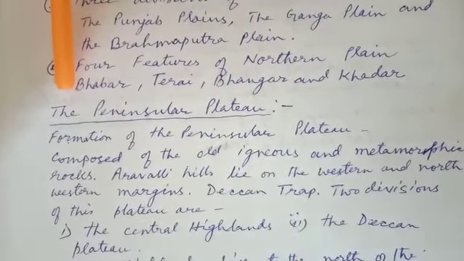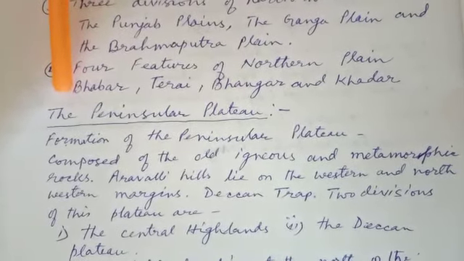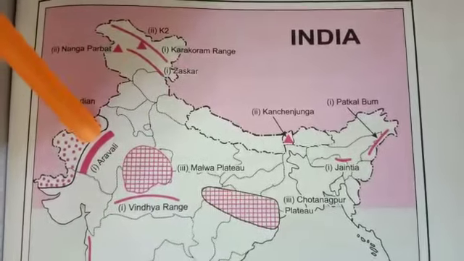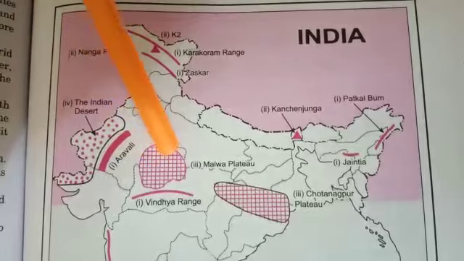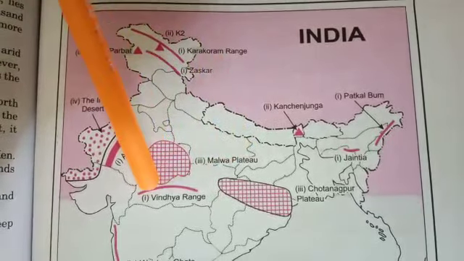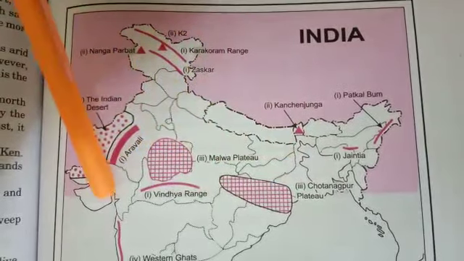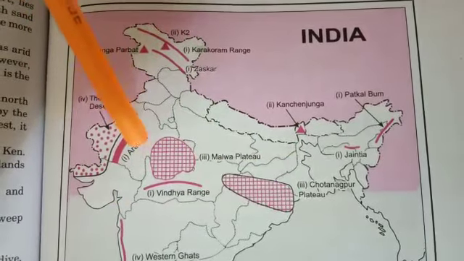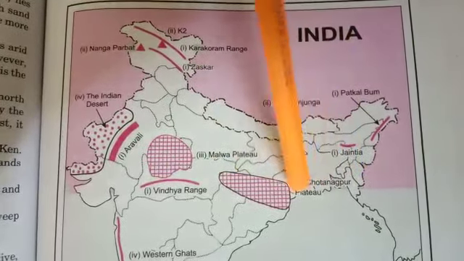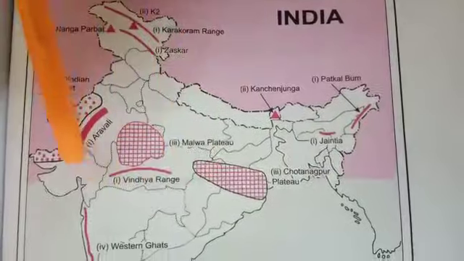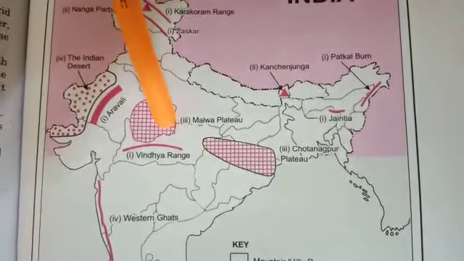The main divisions of the plateau are the Central Highland and the Deccan Plateau. Now look here, it is the Aravalli mountain and here is the Malwa Plateau. After that the Vindhya range. This portion is called what? Central Plateau, and this plateau extends up to the Chhattisgarh Plateau. This region, this middle of India, is called the Central Highland.